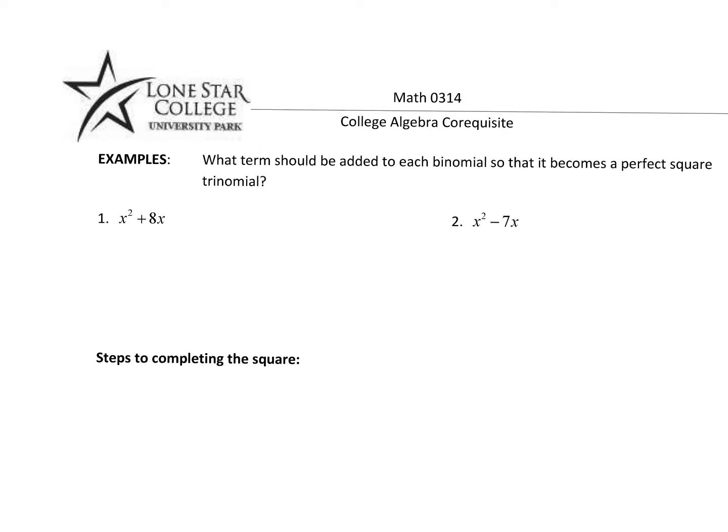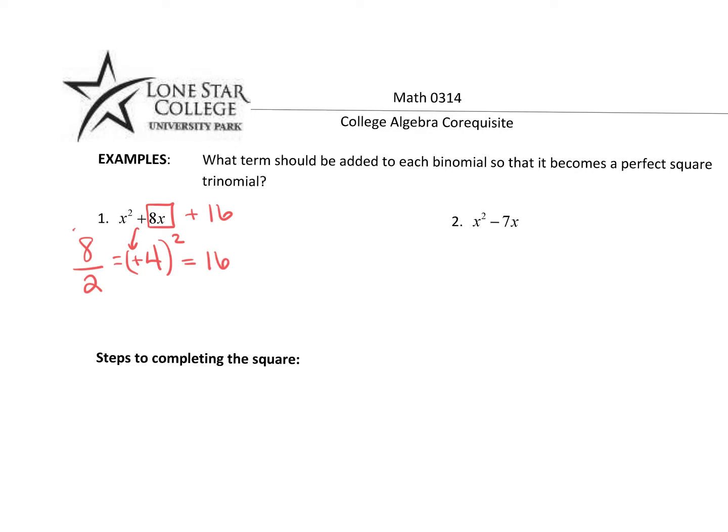It says, what term should be added to each binomial so that it becomes a perfect square trinomial? So again, if we look at x squared plus 8x, remember what we do. We would take the number that's next to the x, which is going to be your middle term, which is an 8. So we'll take 8, cut it in half. That's equal to a positive 4. Because you take whatever the sign is, put it here. And then you're going to square this, and that equals 16. So the term that should be added to the back is a positive 16. The back term will always be positive because you're squaring a number.